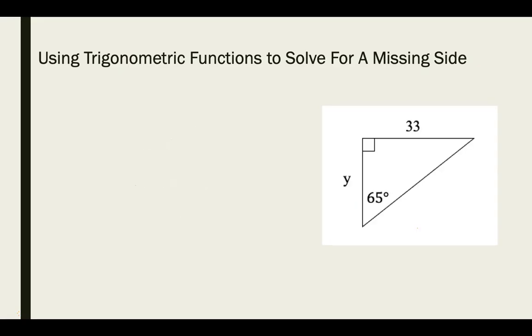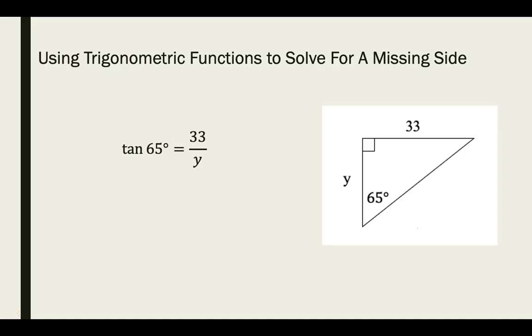All right, this next one, we want to figure out y. We're given a 65-degree angle, and we also know that one of the sides of the triangle is 33. So here we want to ask ourselves, 33 and y, what are they in relation to the 65-degree angle? Hopefully you know that 33 is opposite the 65, y is adjacent to the 65. So which trig function uses opposite and adjacent? Tangent does. So we write out tangent of 65 equals our opposite 33 over our adjacent y.